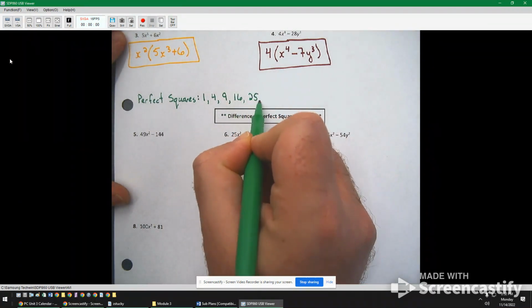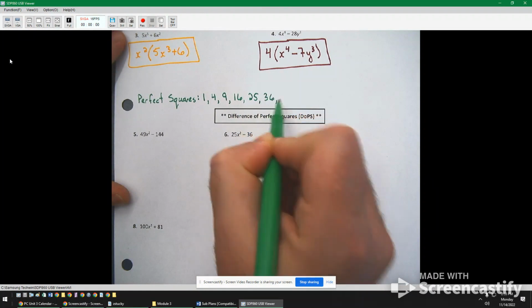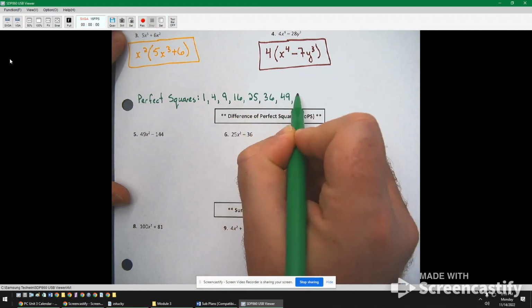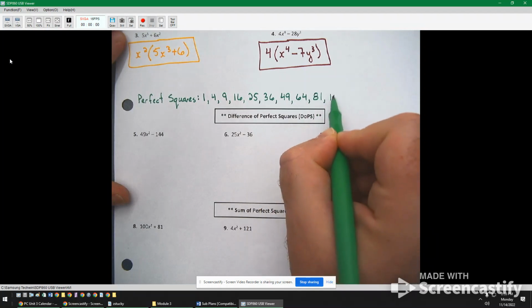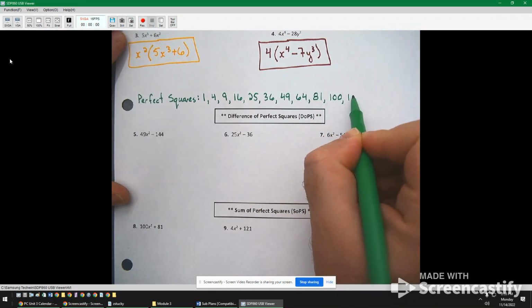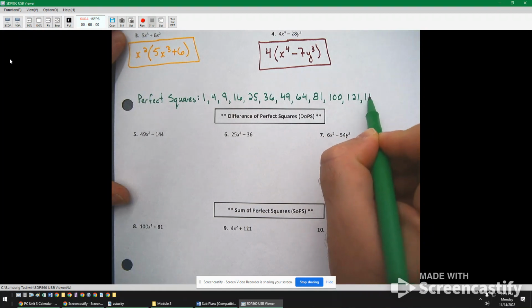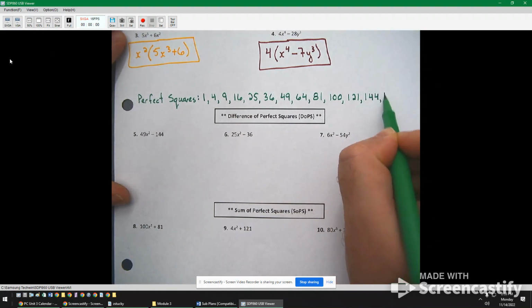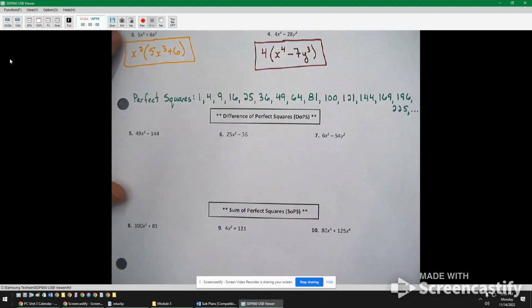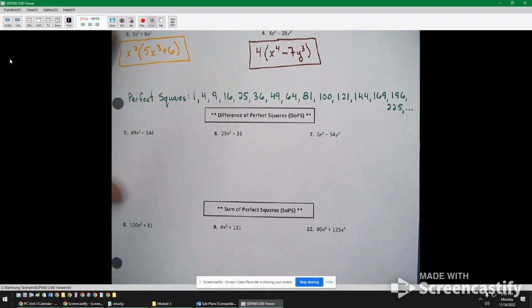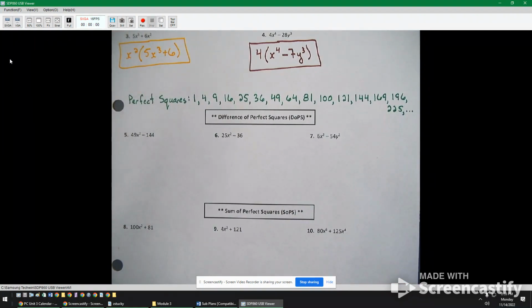5 times 5, 6 times 6, 7 times 7, 8 times 8, 9 times 9, 10 times 10, 11 times 11, 12 times 12, 13 times 13, 14 times 14, 15 times 15. That list could go on and on forever. I would say everybody in Algebra 2 should know the first 12 by heart.